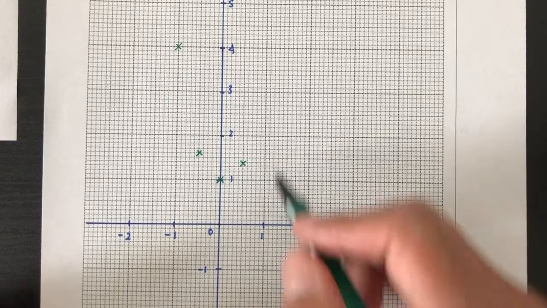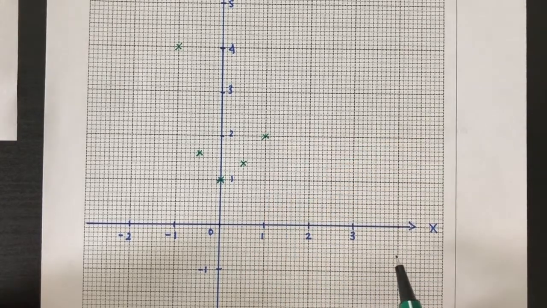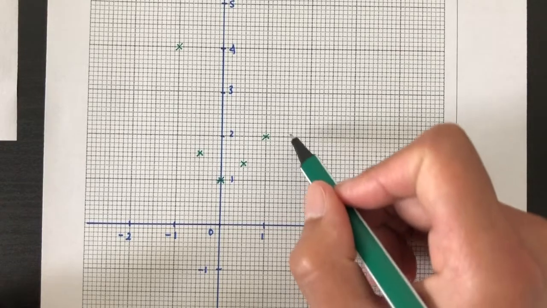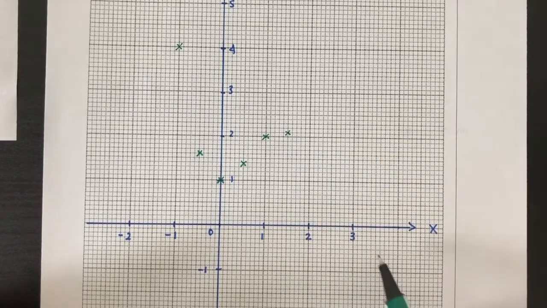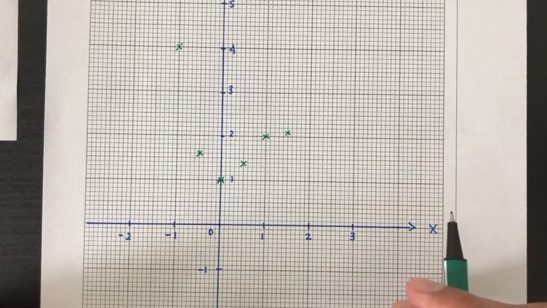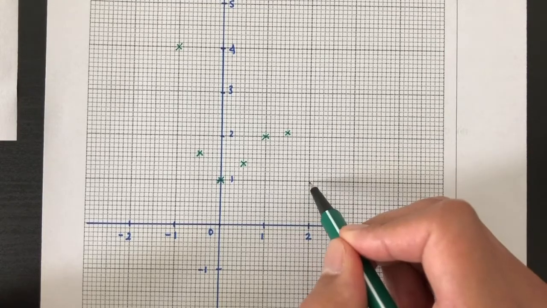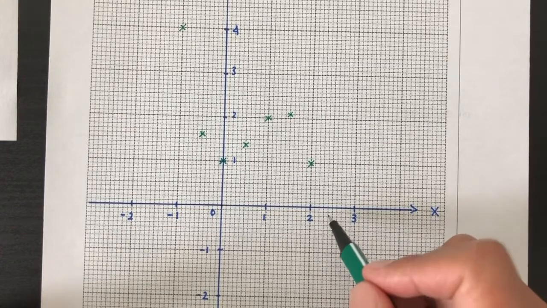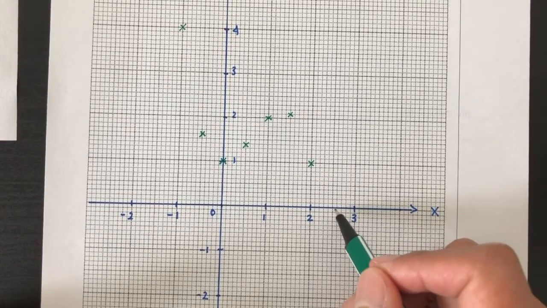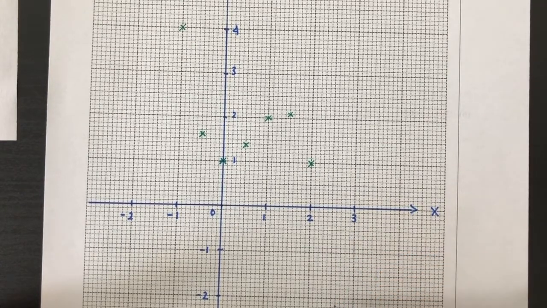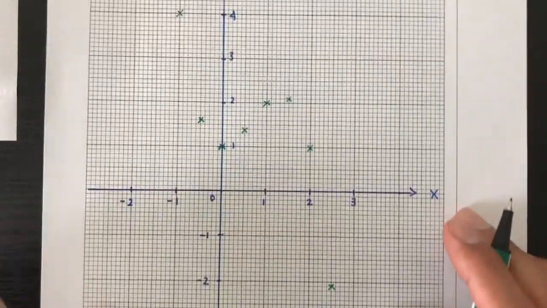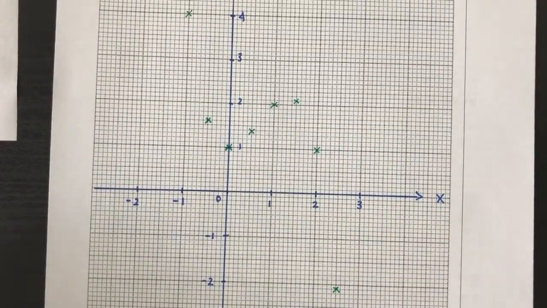Then we have 1, 2 right here. Then we have 1.5, 2.1. 2.1 will be on this side. Then we have 2, 1. 2, 1 will be here. Then we have 2.5, which will be p. The value of p was -2.1. So -2.1 will be on the bottom right here. Okay, so now we have all the points, and you can just plot the graph properly.